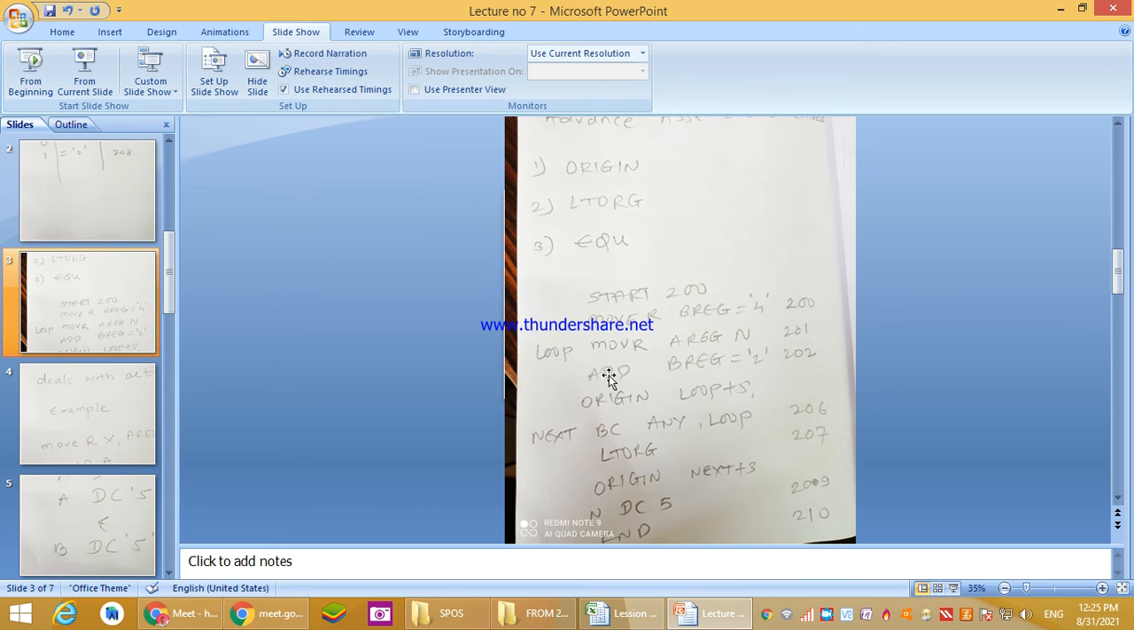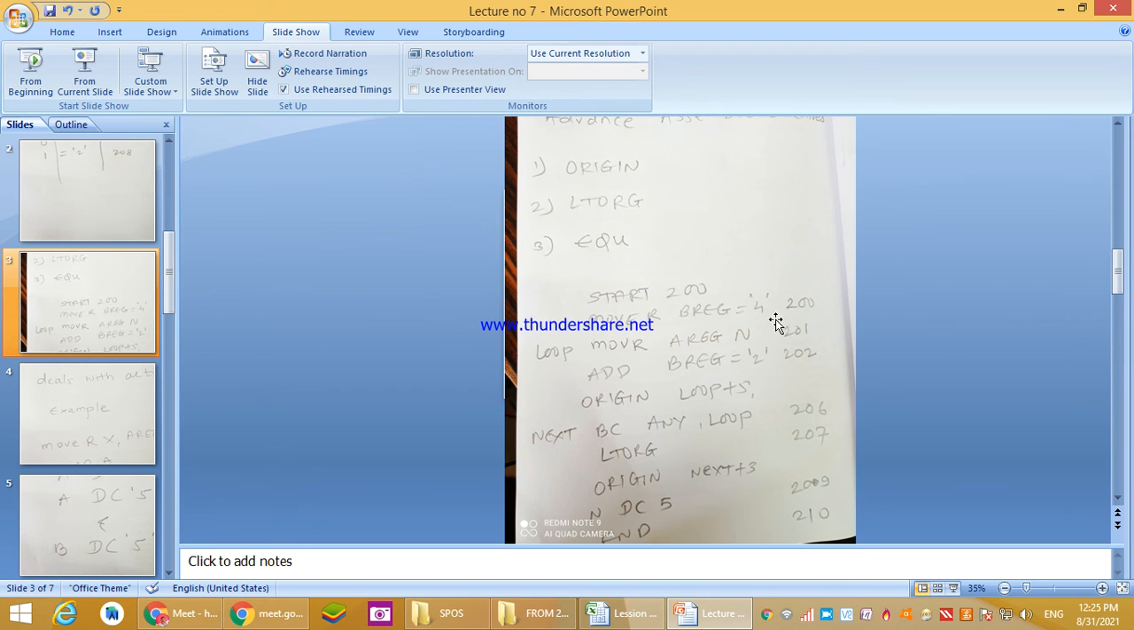Then what about add? Add is also an imperative statement, right? And start is an action statement, it is an assembler directive, right? It is assembler directive start. Now you can understand the words used in assembly language, right?